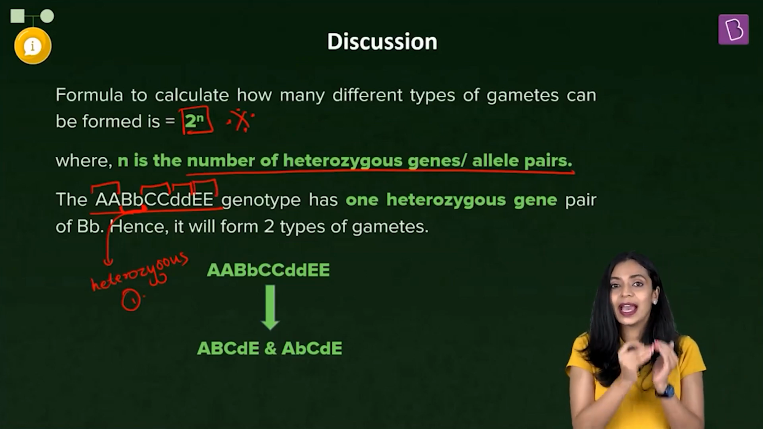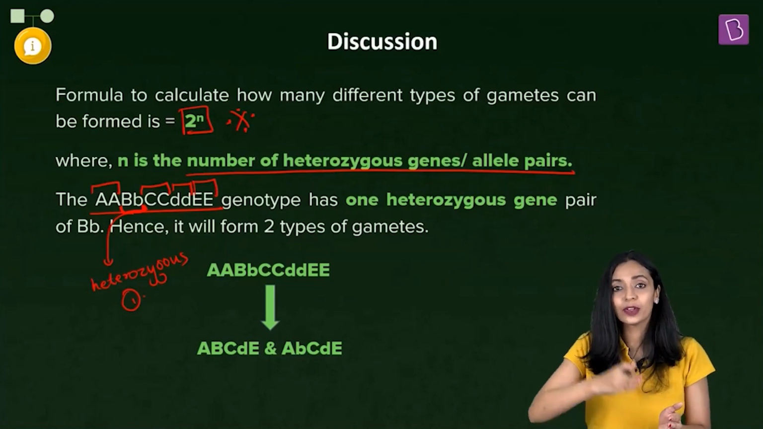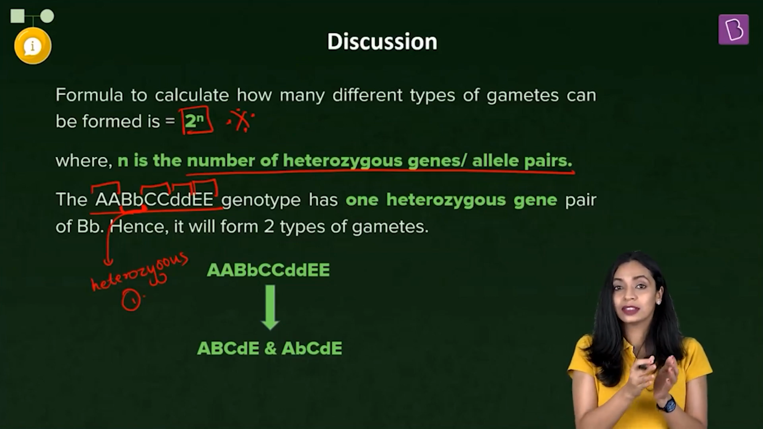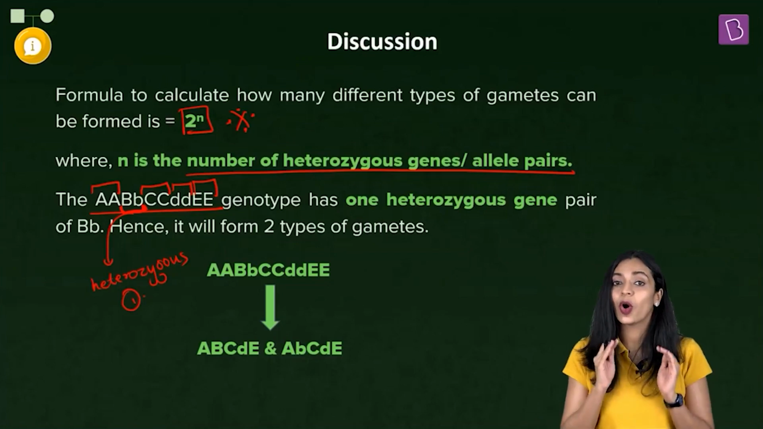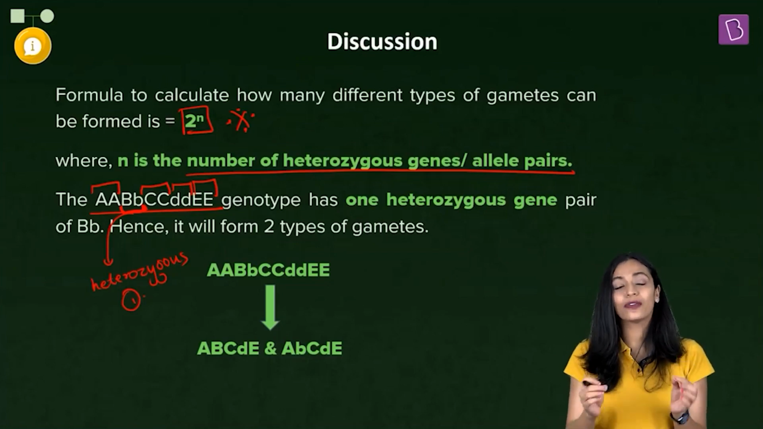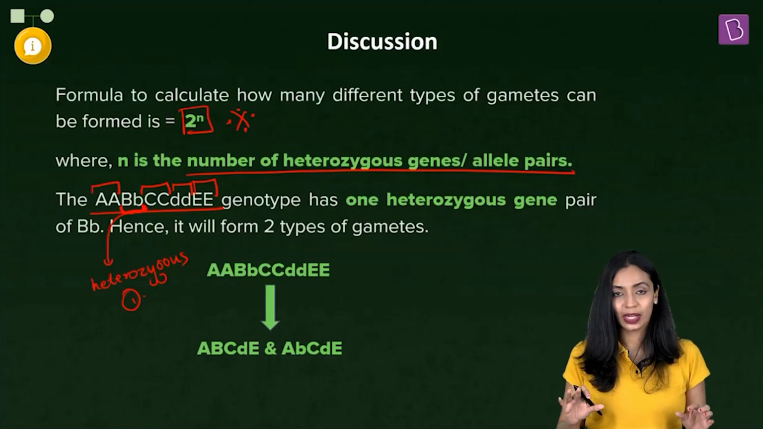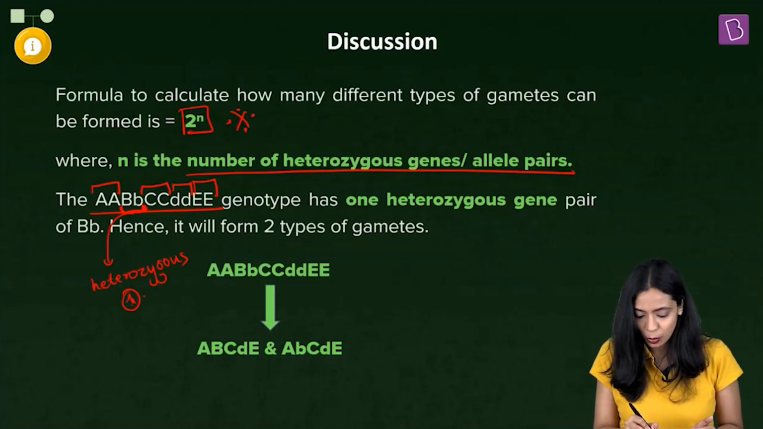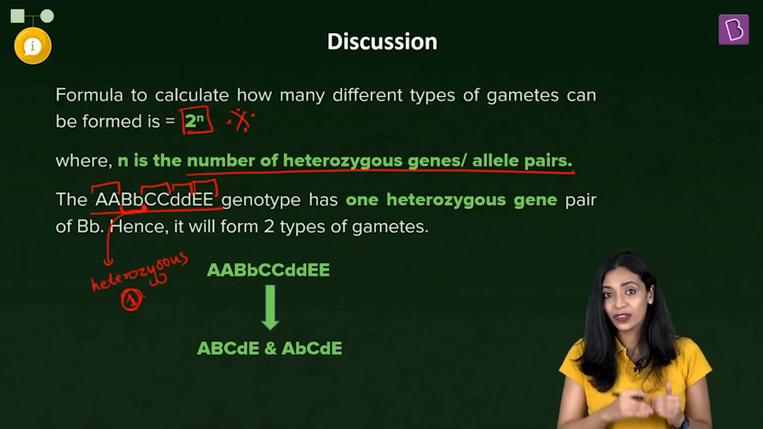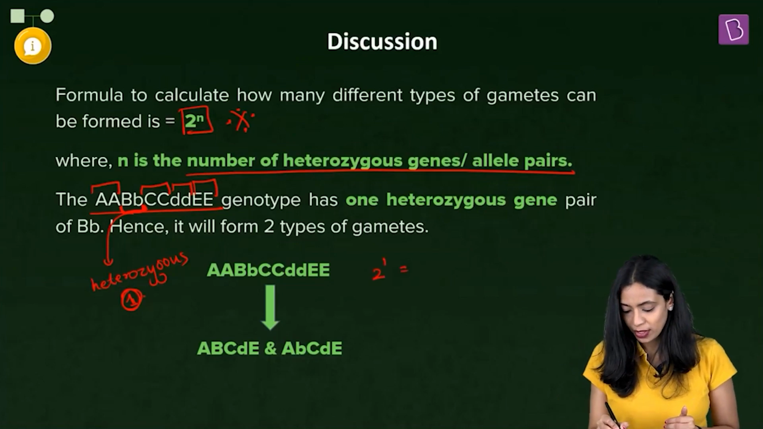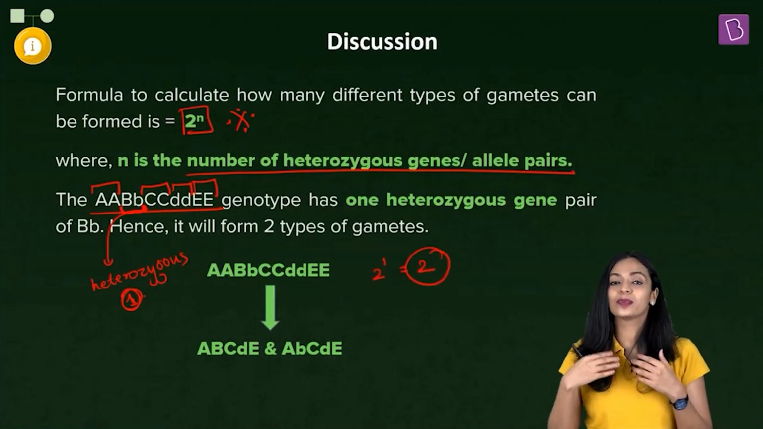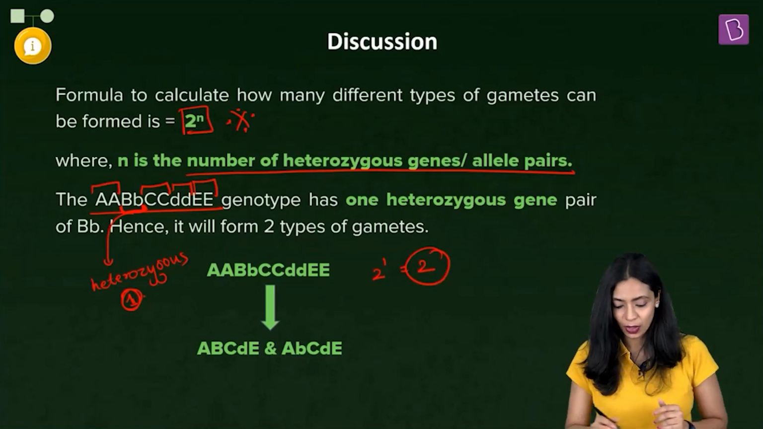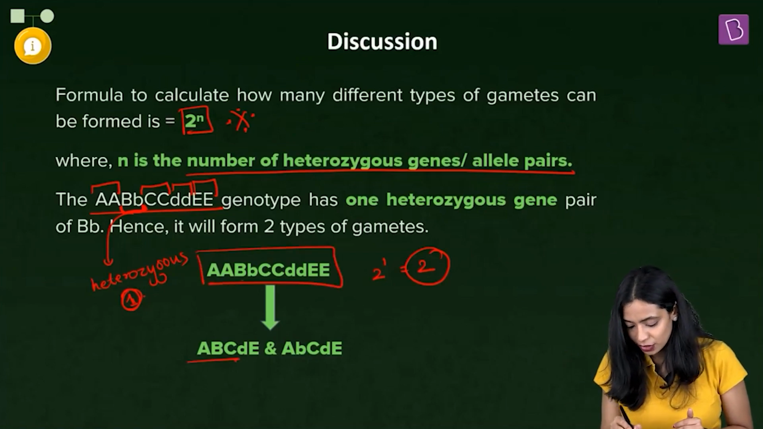So when you're looking at the genotype in order to calculate the number of possible types of gametes, we do not bother whether the allele pair is dominant or recessive. All we are looking at here is the number of heterozygous genes that are present in the given genotype. So in this particular option, option C, the genotype that was given had just one heterozygous gene. So n over here will be equal to 1. So 2 power 1 is 2. So the total number of gametes that is possible to be produced by an organism containing this particular genotype is 2. So this is the genotype and these are the 2 types of gametes.